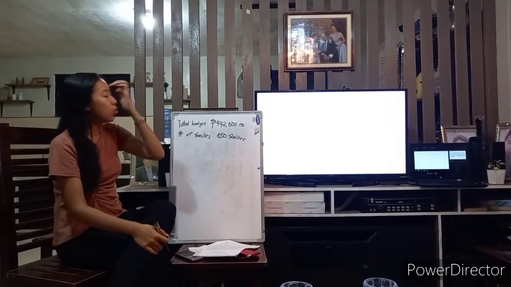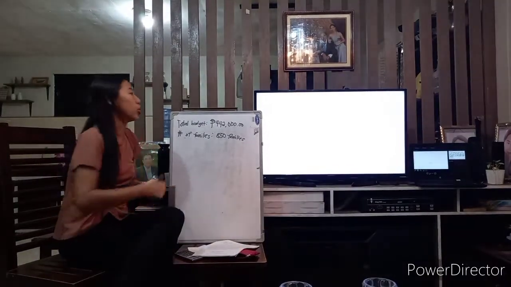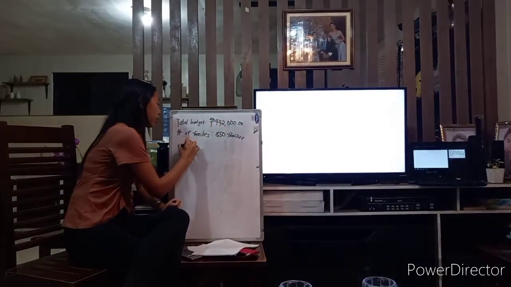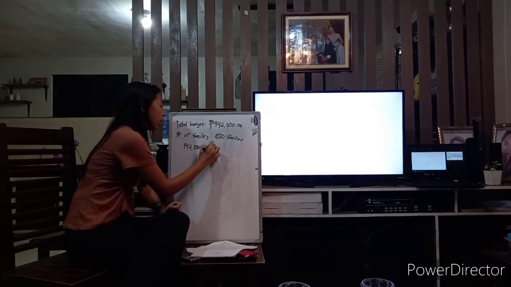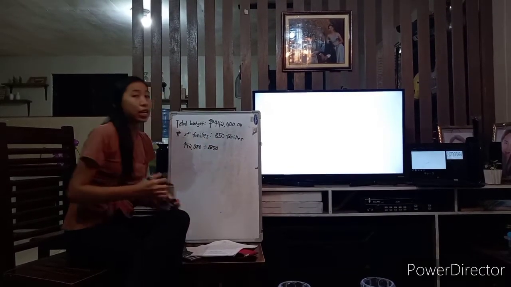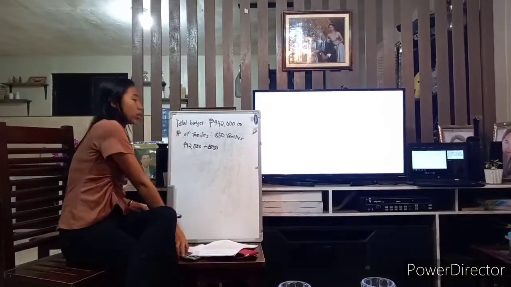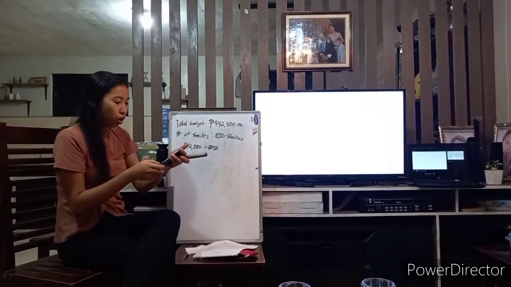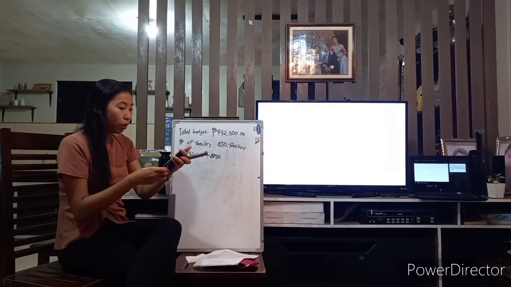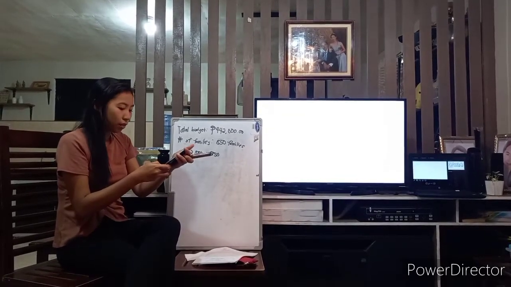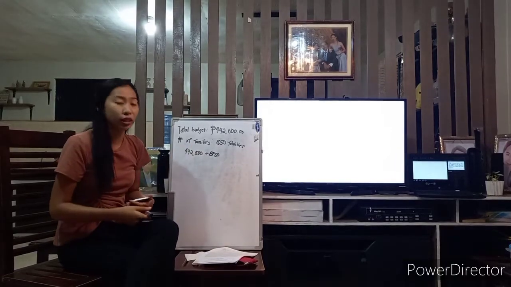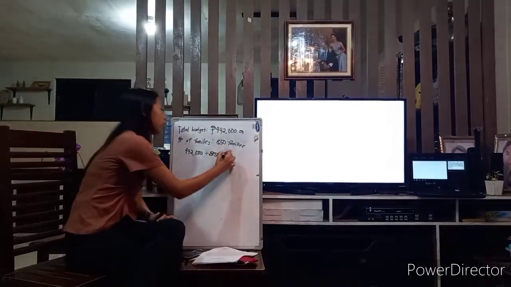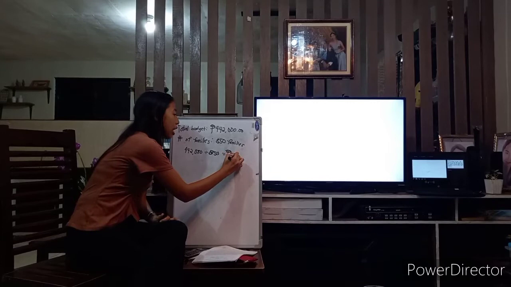They use simple division. 442,000 pesos divided by 850 families. If you're going to use a calculator, you may use it to make it easier. Dividing by 850, that is 520. That is correct.